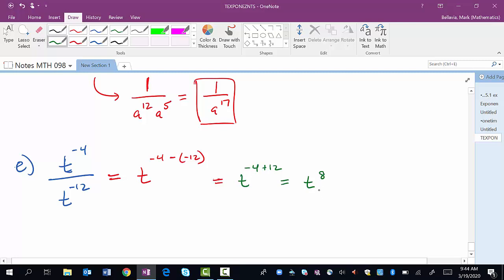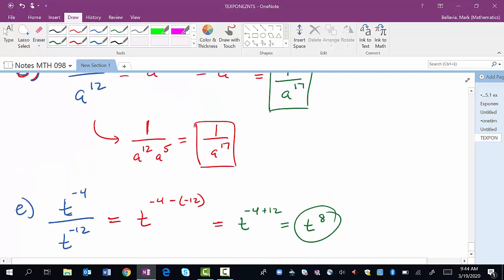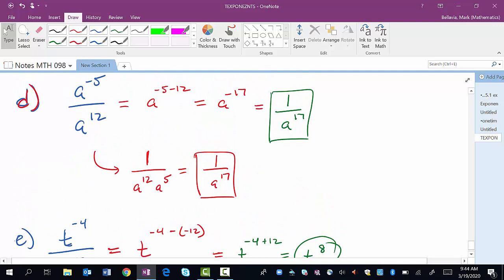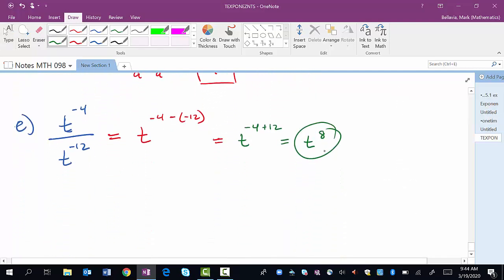Now, do I move this down? The answer is no, because it's a positive exponent. It just stays how it is. If I had a negative exponent at the end, like the previous problem, then we had to move it down to the denominator. But otherwise, you want to keep that as t to the positive 8 and leave it alone.